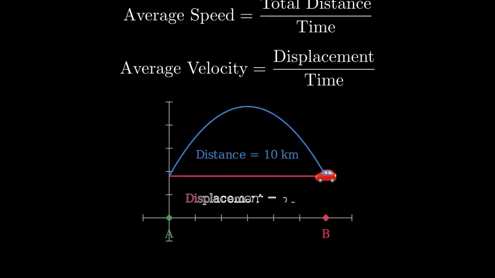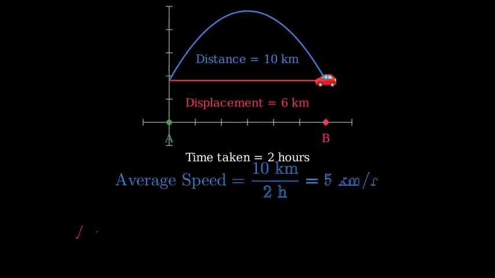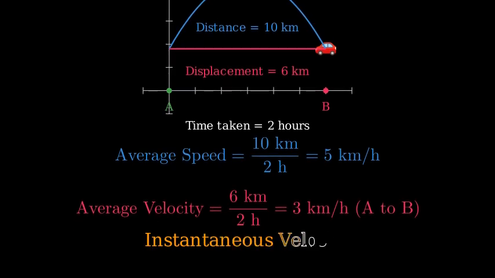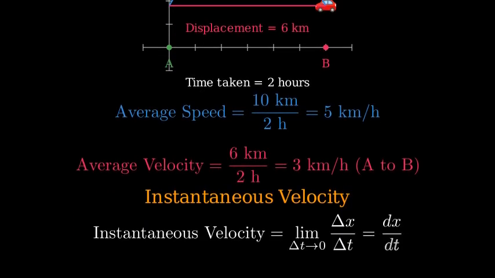Let's revisit our example with the car to understand this better. When the car follows this curved path, its speed is the rate at which it covers the total distance of 10 kilometers. Its velocity, however, considers the displacement of 6 kilometers and the direction from point A to point B. If it takes 2 hours to complete this journey, then the average speed would be 10 kilometers divided by 2 hours, which equals 5 kilometers per hour. The average velocity would be 6 kilometers divided by 2 hours, which equals 3 kilometers per hour in the direction from A to B.